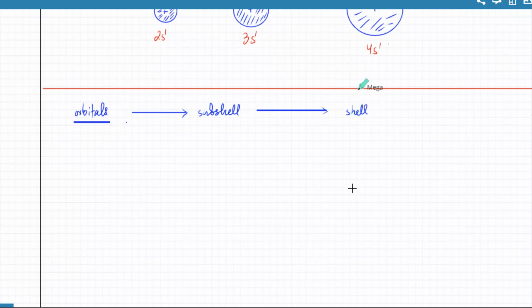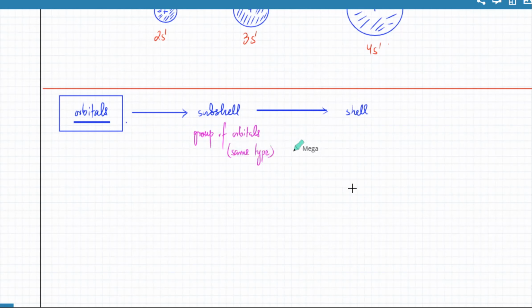So remember, in the end, all you have is basically an orbital. A subshell in reality is nothing. It's just a group of orbitals, or degenerate orbitals, of the same type. And the shell gives you an idea of the energy level, and we figured out that the electron would be close to the nucleus, or very far away from the nucleus. Now the question is, how do we figure out how to write the electronic configuration?